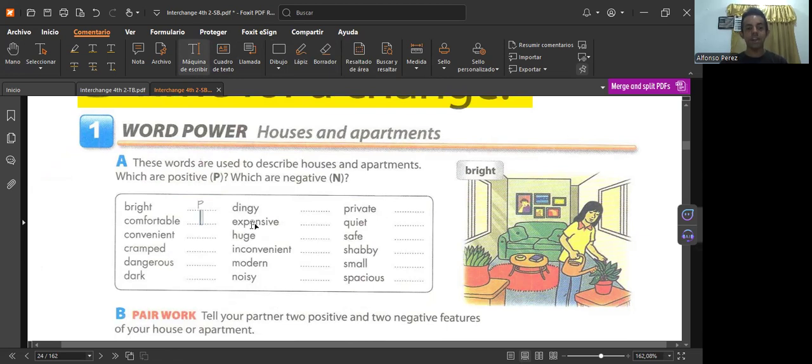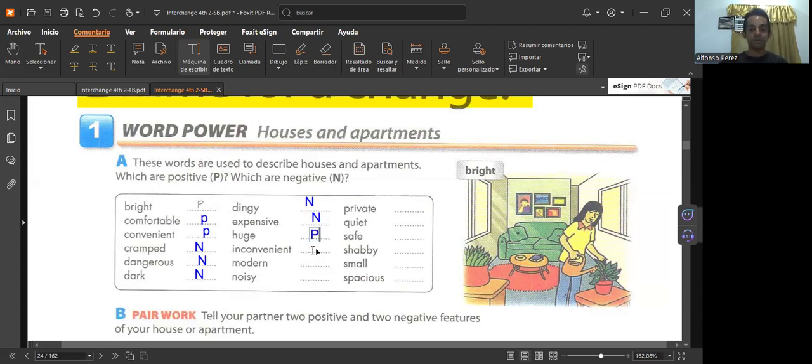Comfortable, positive or negative? Positive. Convenient, positive or negative? Positive. Pricey, positive or negative? Negative. Dangerous, positive or negative? Negative. Dark, positive or negative? Negative. Dingy, positive or negative? Negative. Expensive, positive or negative? Negative. Huge, positive or negative?